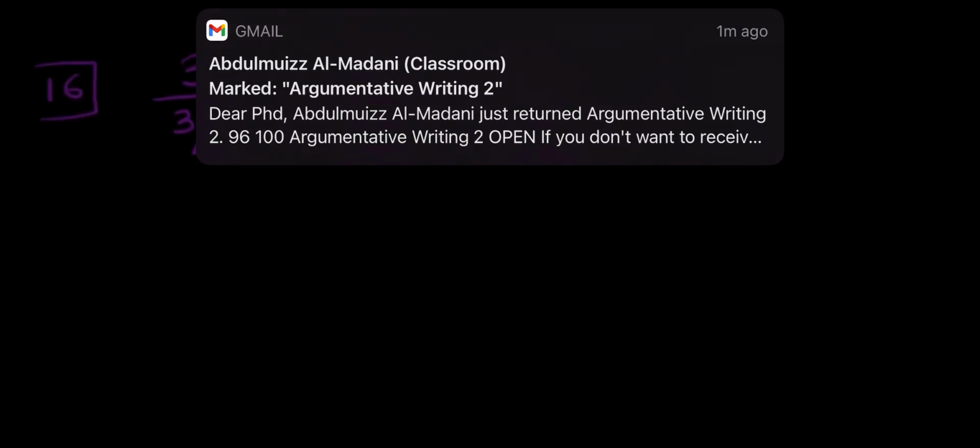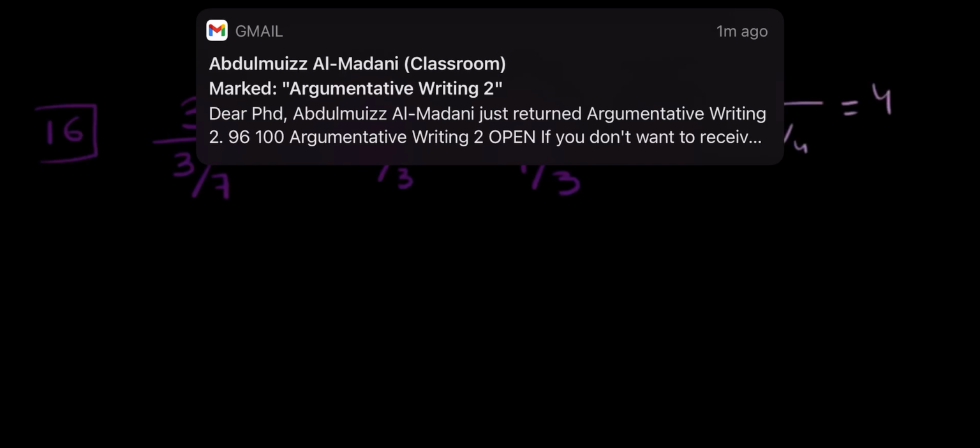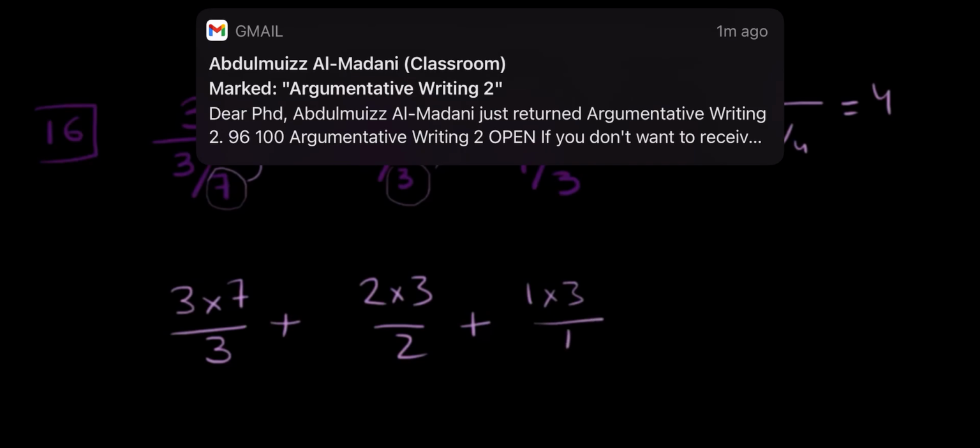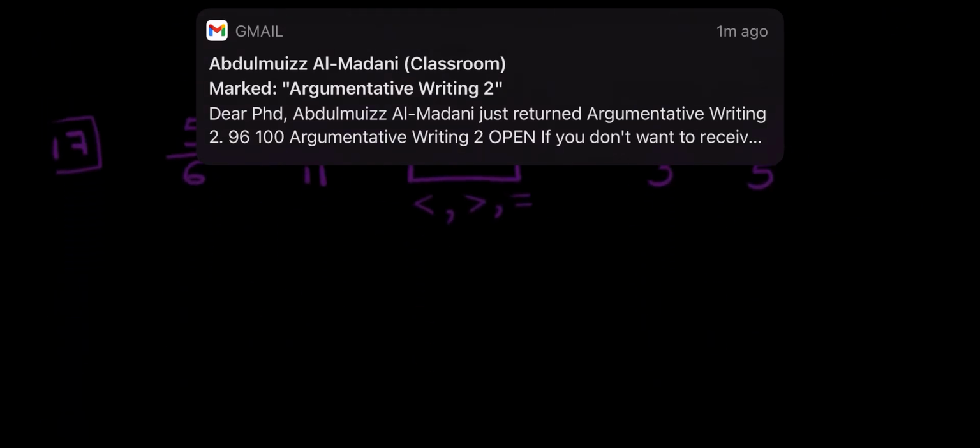Next question. Oh, remember the denominator of the denominator thing? Remember we did this in the lesson? That's a 4. The same concept is being used over here. So basically the denominator of the denominator becomes the numerator. Remember? So it's like 3 times 7 over 3 plus 2 times 3 over 2 plus 1 times 3 over 1. 2 goes off with the 2, 3 goes off with the 3. I'm left with a 7 plus 3 plus 3. That's a 13. Solution. Next question, number 17, which is greater.